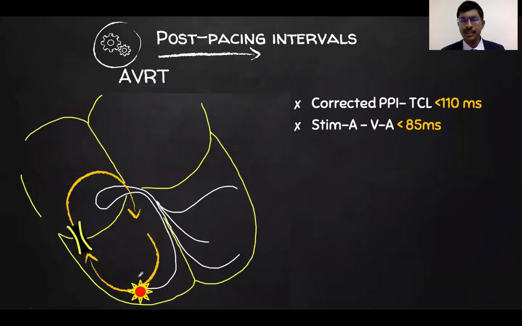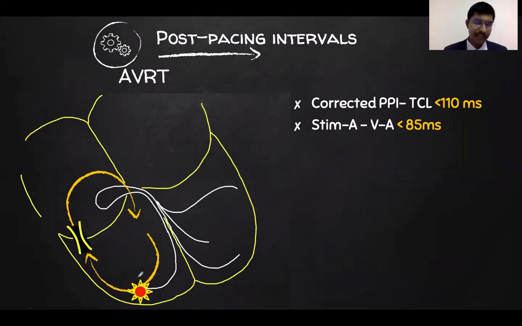Certain cutoffs have been laid, 110 and 85 milliseconds. 85 milliseconds for the difference in STIM to A minus the V to A. Any interval less than these cutoffs would go in favor of AVRT, and more than these would favor an AVNRT.